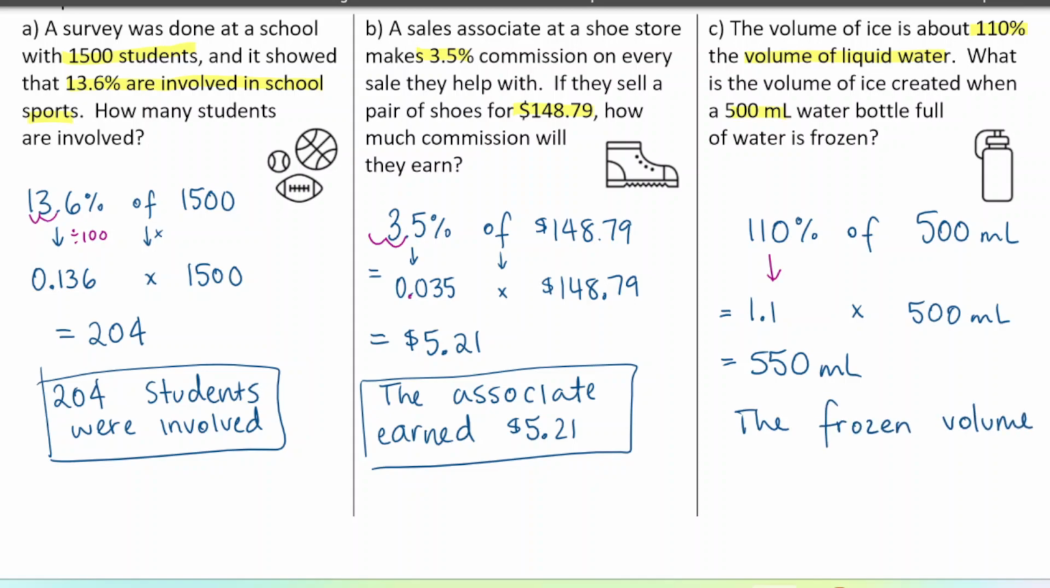volume is 550 mils. So that's why if you ever freeze a water bottle, you want to leave a little bit of room at the top just so your water bottle doesn't break or explode when you freeze it. Okay, and that's the end of the percent of a number lesson.